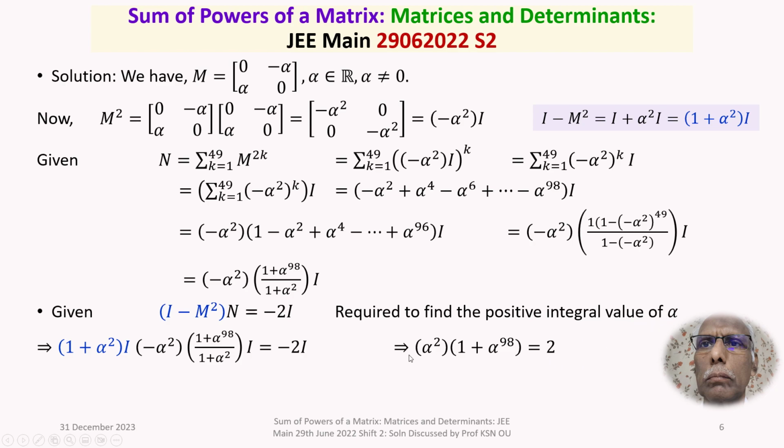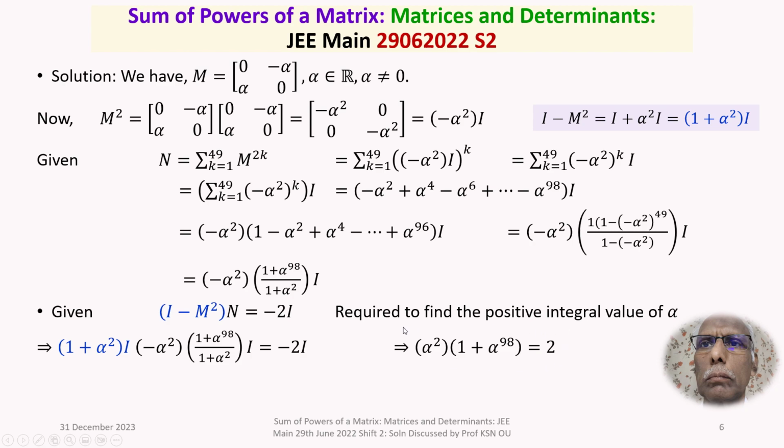So start with 1. If you take alpha equal to 1, it satisfies: 1 square is 1, into 1 plus 1 to the power of 98, which is 1 plus 1, is 2. 2 into 1 is 2. So alpha equal to 1 satisfies this equation. Any value of alpha greater than 1, a natural number, will exceed 2. For example, if you take alpha equal to 2, it is 2 square into 1 plus 2 to the power of 98, which is certainly a big number bigger than 2. So alpha equal to 1 only satisfies.